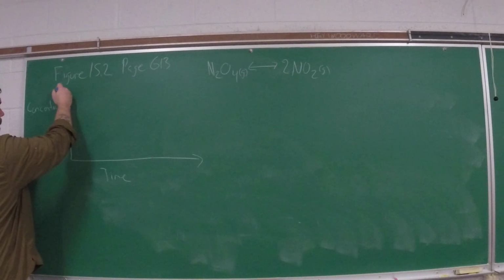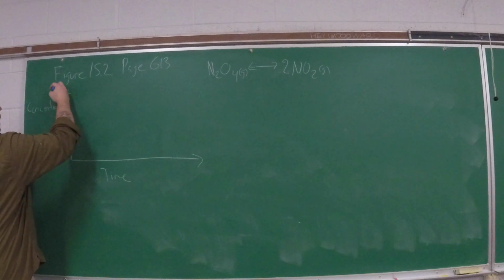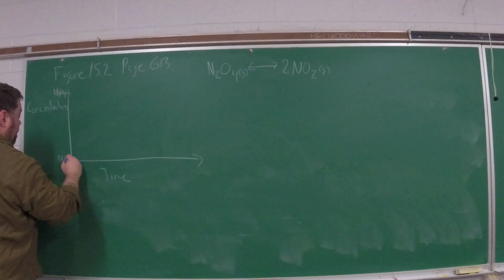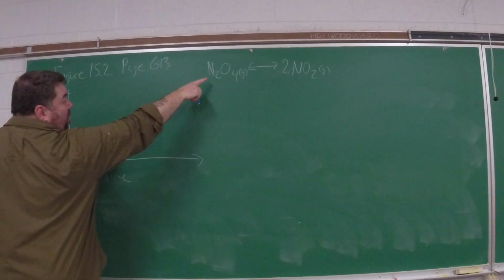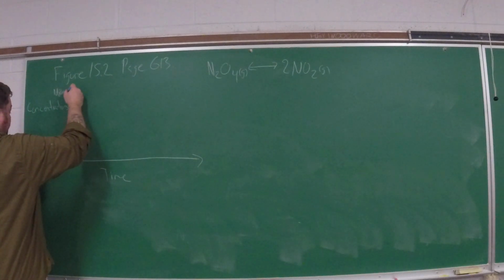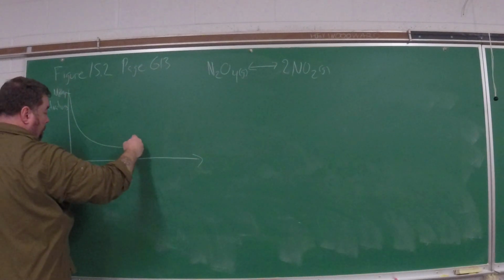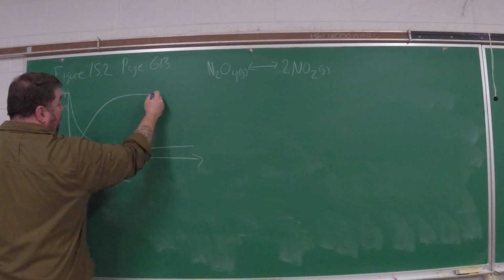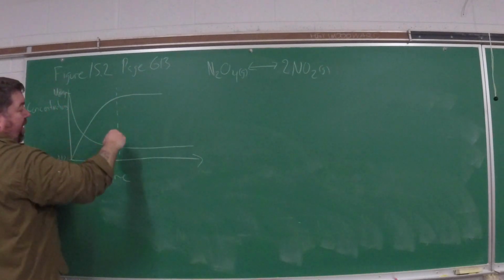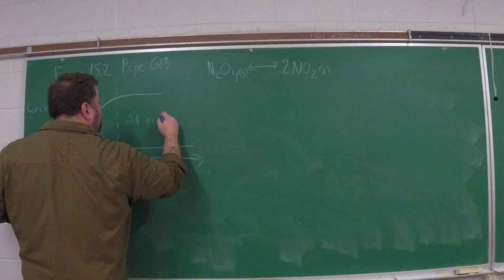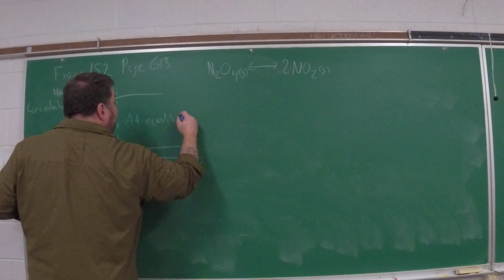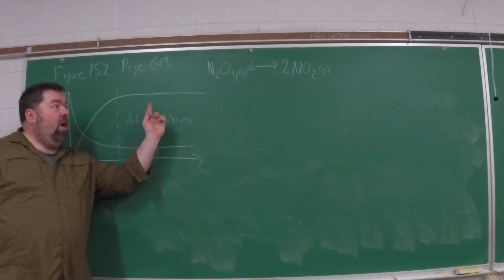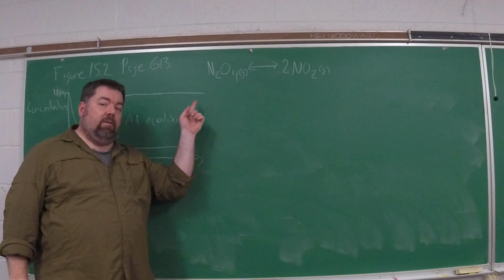We're going to be up here for N2O4. Down here, we start off with no NO2. As soon as our reaction starts, we start going from N2O4 to NO2. Down here, we're at equilibrium. At equilibrium, notice the concentrations of these are not changing. They're constant. That's the main point.